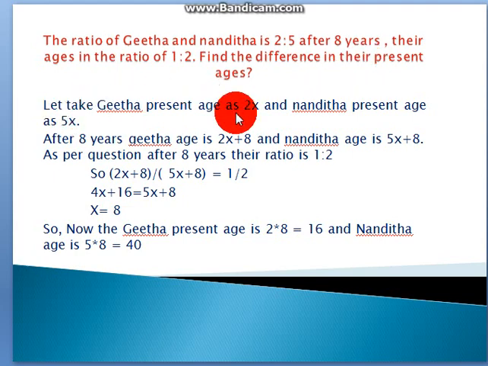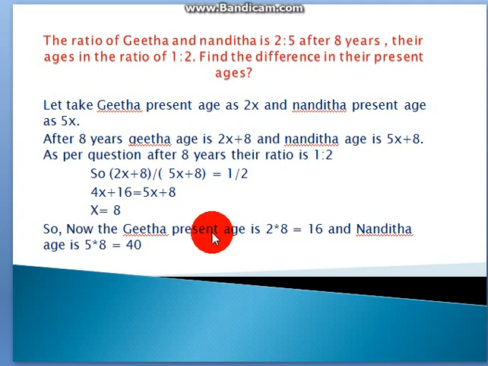Let's take Geeta's present age as 2x because the ratio is 2:5. So Geeta's age is 2x and Nandita's present age is 5x. After 8 years, that means 2x plus 8 and 5x plus 8. As per the question, after 8 years their ratio is 1:2. So (2x plus 8), that is Geeta's age, divided by (5x plus 8), that is Nandita's age, is equal to 1/2. Now solving this equation, you can get the x value as 8.